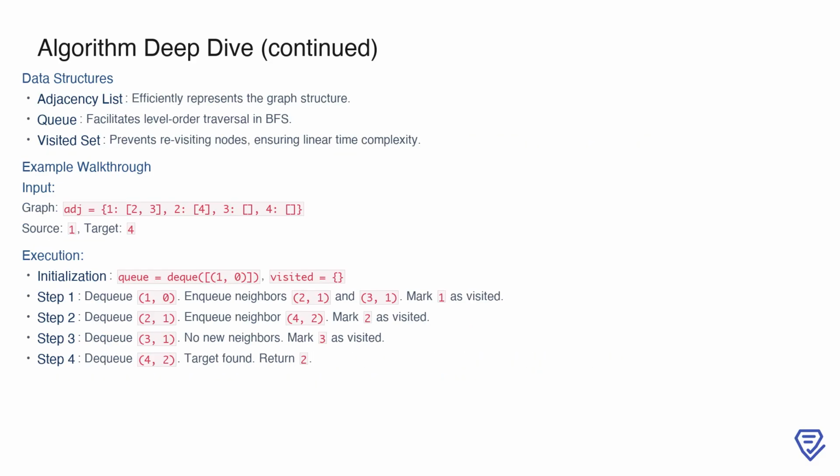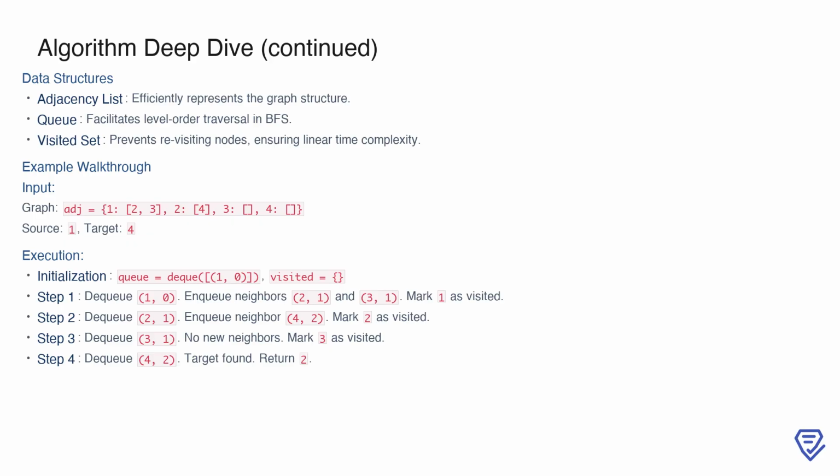To bring everything together, let's discuss the data structures used. The adjacency list efficiently represents the graph structure, while the queue facilitates level-order traversal in BFS. The visited set ensures nodes are not revisited, maintaining linear time complexity. Consider this example graph, adj = {1: [2, 3], 2: [4], 3: [4]}. The source node is 1, and the target node is 4.